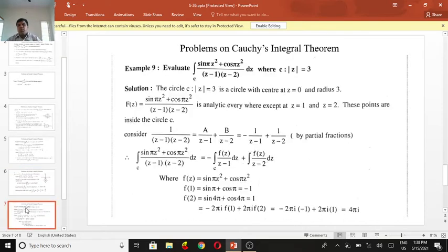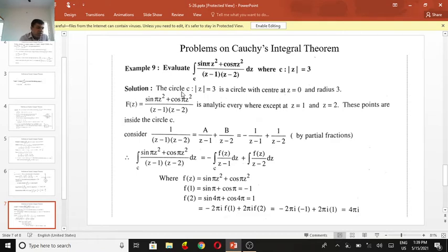So if we come to one more problem, evaluate the integral of sin pi z square plus cos pi z square divided by z minus 1 into z minus 2 dz, where C is such that mod z equal to 3. Again, in this problem, C such that mod z equal to 3 is a circle with the center at 0 and the radius 3.